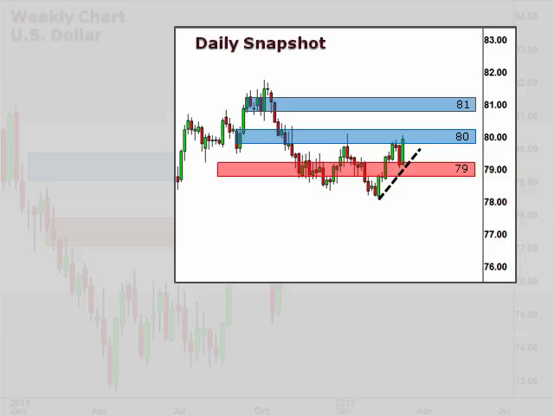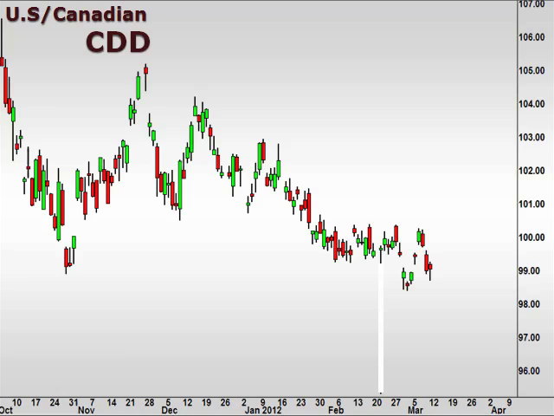Let's take a look at the daily snapshot. Well, the near-term trend now appears to be up with a break above 80, signaling a continuation to test resistance at 81. Let's take a look at the US dollar versus the Canadian dollar as seen here in the ISC FX Options pair value CDD.